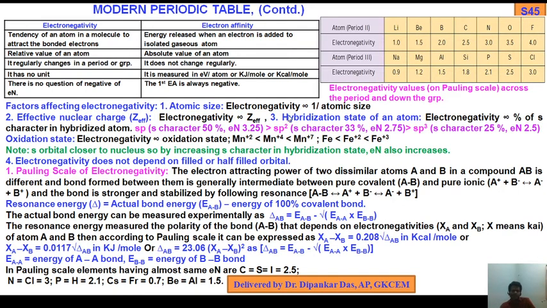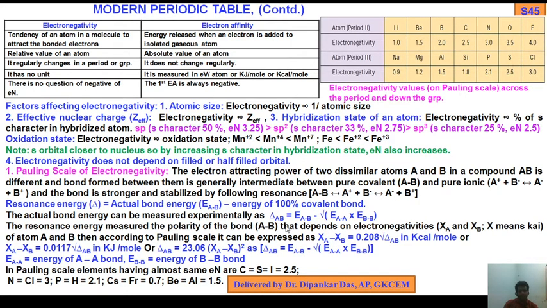Again I tell you, this is the very important Pauling scale of electronegativity. Its expressions are very important for mathematical problems. So resonance energy delta equals the actual bond energy E_AB minus the energy of the 100% covalent bond. Again, delta_AB equals E_AB minus the square root of E_AA times E_BB, where E_AA means the energy of the AA bond and E_BB means the energy of the BB bond. The resonance energy measures the polarity of the bond.